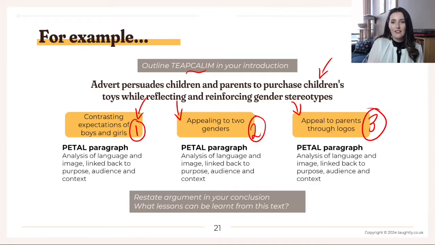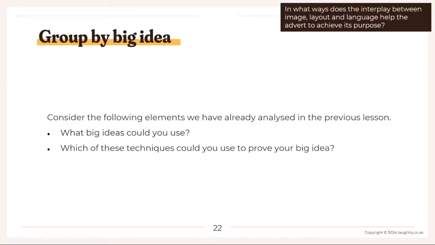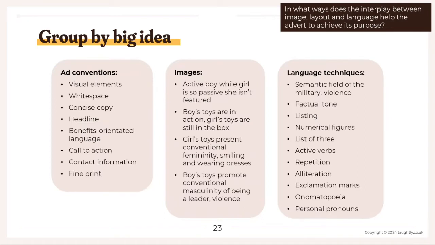So now we have got almost halfway through in our horizontal plan. Now, if those are my big ideas, the next question is, okay, you've got your big ideas. What elements of the text are you going to use to prove that your big ideas are correct? So in the last lesson, we analysed these three areas. We analysed elements of ads, such as use of visual elements, white space, concise copy, headlines, benefit-orientated language, call to action, contact information, and fine print.